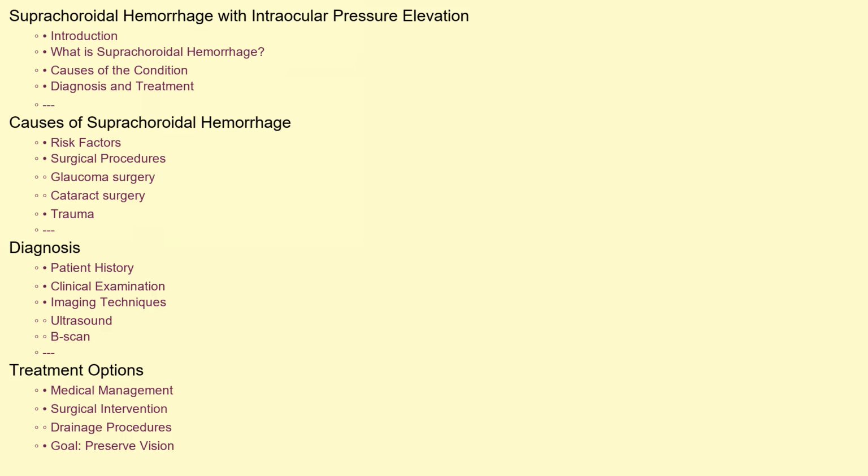Hello and welcome. Today we're diving deep into a serious eye condition called suprachoroidal hemorrhage with intraocular pressure elevation. We'll explore what it is, what causes it, how it's diagnosed, and the available treatment options. This is crucial information for understanding this potentially sight-threatening condition.